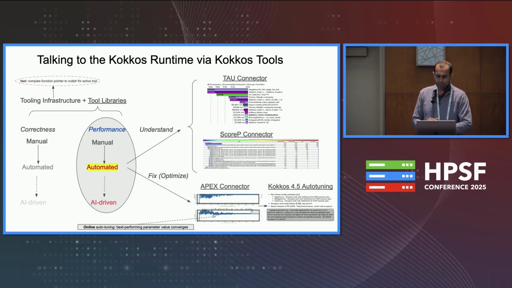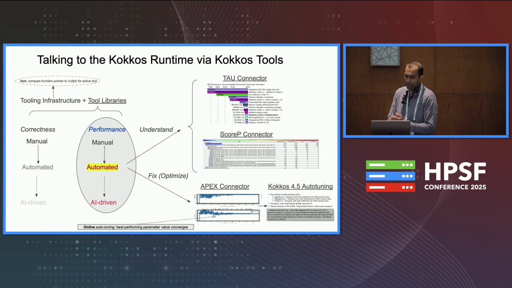So I just want to give a brief background on how Kokkos has this tools layer that provides the ability to talk with the Kokkos runtime. And there's two parts of it: the tooling infrastructure and the tool libraries. The tooling infrastructure is designed to be very fast. It's essentially designed to use just a function pointer comparison for identifying active tools. So tool libraries, there are many.